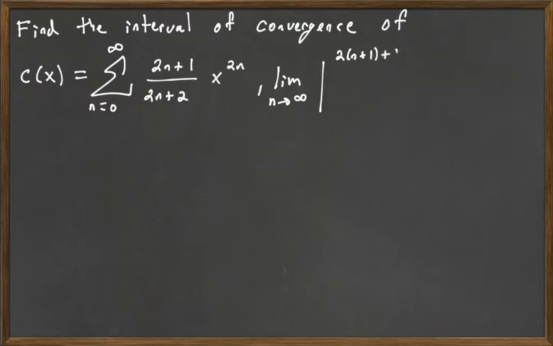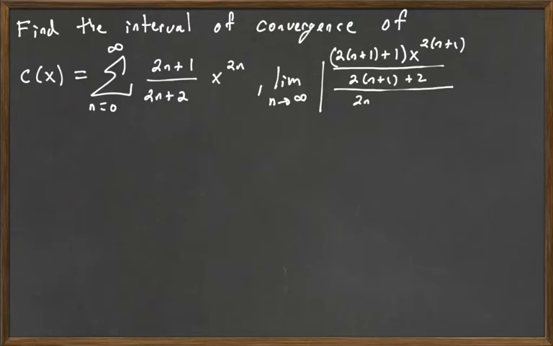So it's going to be the limit as n goes to infinity of the absolute value of (2 times (n plus 1) plus 1) x to the 2 times the quantity n plus 1, all over 2 times (n plus 1) plus 2. That's your a sub n plus 1 term. And then the a sub n is (2n plus 1) x to the 2n, all over 2n plus 2.